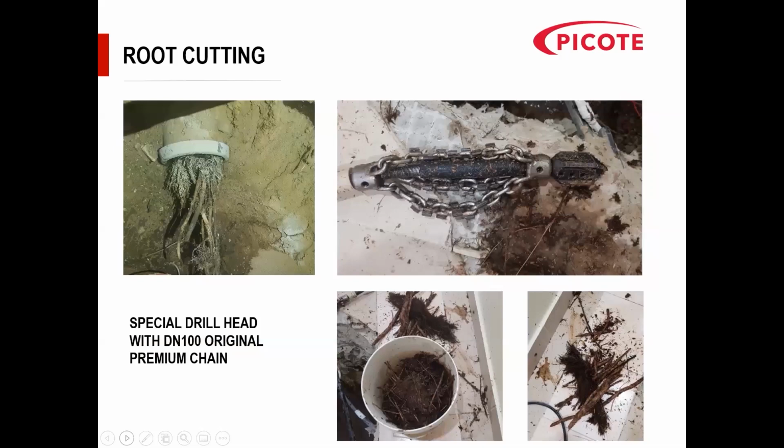Here's a good example, mass tree roots in a DM100 pipe. Again, we used the premium original chains with the tough carbide teeth on there and the front drill head. And again, it just shredded the tree roots into very small pieces that we pulled out and put into a bucket.